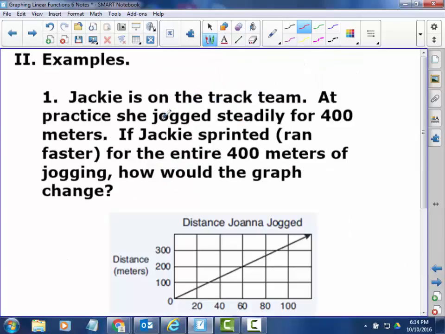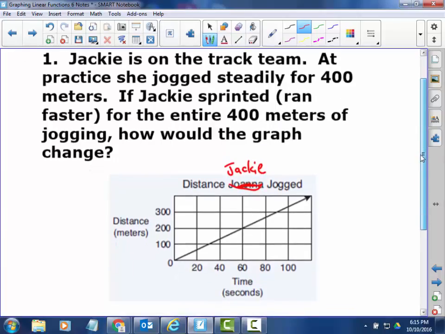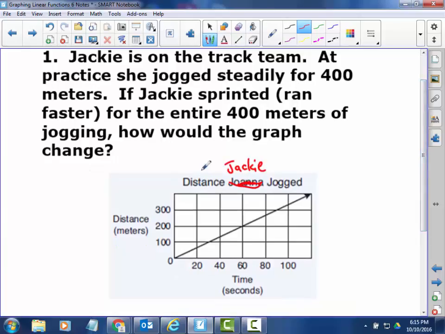Jackie is on the track team. At practice, she jogs steadily for 400 meters. If Jackie sprinted, which means to run faster, for the entire 400 meters of jogging, how would the graph change? Okay, we got a little typo here. Joanna is really just Jackie, so not really sure what happened there, but I do apologize. Hopefully we can move past that quickly. All right, so Jackie is going to sprint.